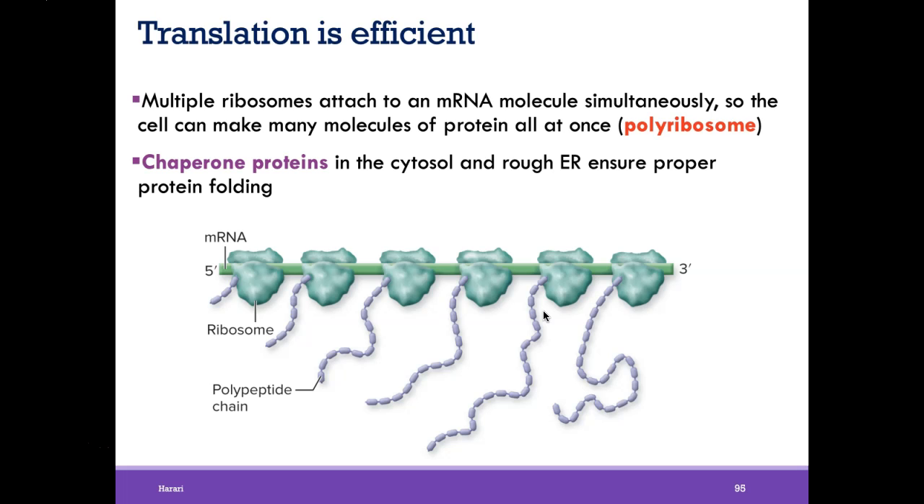Right? And like I mentioned, a big part of translation is protein folding afterward, and special chaperone proteins in the cytosol and the rough endoplasmic reticulum ensure that proteins fold properly. Errors in protein folding can occur even if the genetic sequence is unchanged, right? So Alzheimer's disease, for example, is associated with misfolding of proteins and the formation of plaques of certain proteins. They aggregate when they should not.